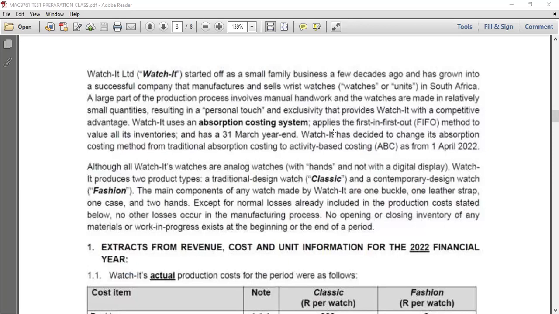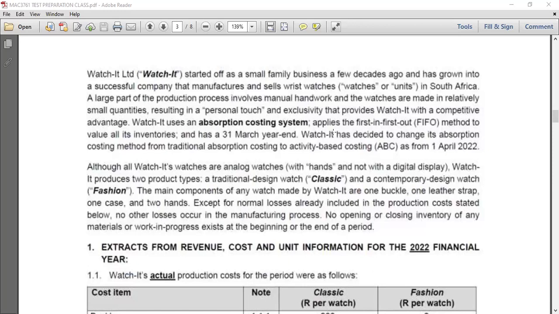that means our closing inventory will be valued according to the current period production cost. Right, Watch It has decided to change its absorption costing method from traditional absorption costing to activity-based costing as from 1 April 2022. Remember, with traditional costing, all overheads are allocated based on a single cost driver, whereas with ABC, activity-based costing, we use multiple cost drivers to allocate our overheads.